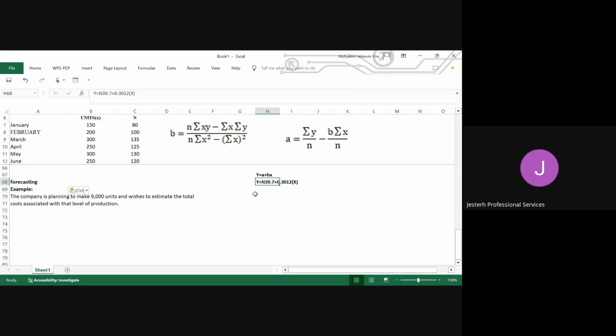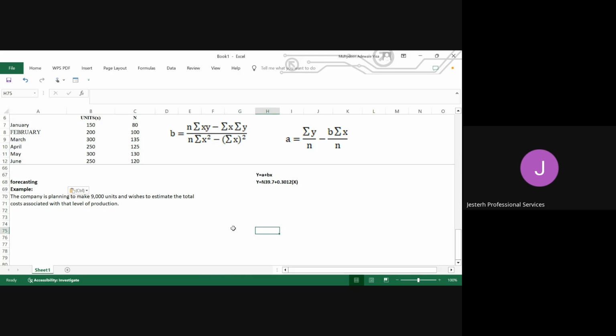Now, I want to use these cost functions to help the organization estimate the total cost associated with these 9,000 units. What we are going to do is very, very simple. It's just to substitute all these things together.